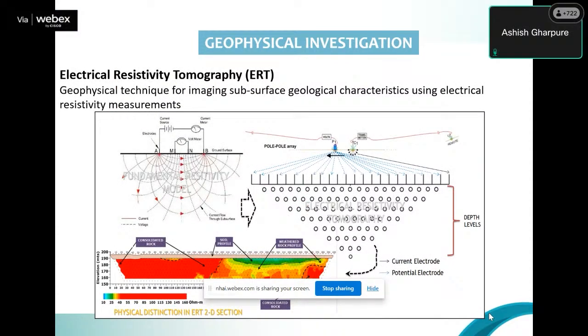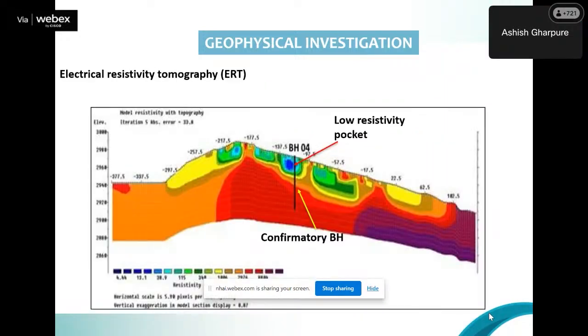We use geophysical methods as well. ERT, electrical resistivity tomography, is usually used for detection of water. It also detects layer strength, but I would primarily use it for detection of water. Depending on resistivity, you can get low resistivity or high resistivity pockets, and you can identify some water zones. You always get a confirmatory borehole done.